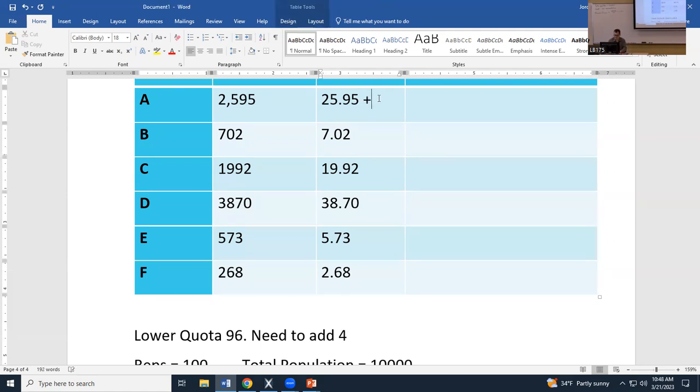0.95. That's one of the higher ones. 0.92, that's one of the higher ones. 0.73, that's a higher one. 0.70, that's the higher one. Okay. Notice what I'm getting here. District A is going to have 26 representatives. District B is going to have 7. District C should have 20. District D should have 39. District E should have 6. And District F should have 2. Is that right?